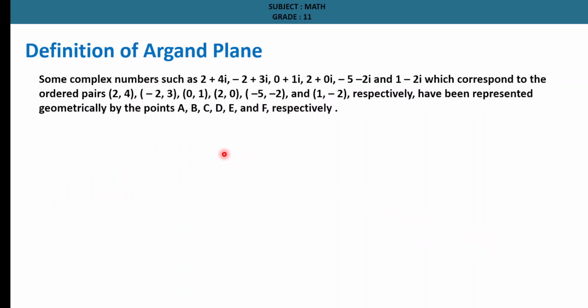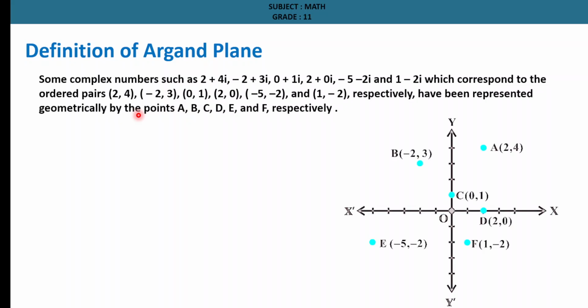Definition of Argand plane. Some complex numbers such as 2 plus 4i, minus 2 plus 3i, 0 plus 1i, 2 plus 0i, minus 5 minus 2i and 1 minus 2i, which correspond to the ordered pairs 2, 4; minus 2, 3; 0, 1; 2, 0; minus 5, minus 2; and 1, minus 2 respectively, have been represented geometrically by the points A, B, C, D, E, F.